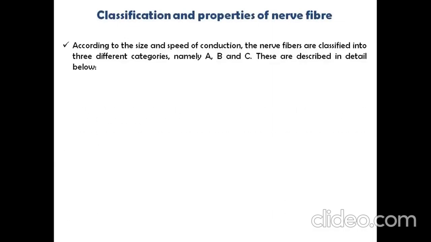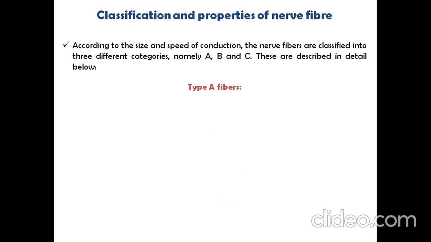Next one is the classification and properties of the nerve fibers. According to the size and the speed of conduction, the nerve fibers are classified into 3 different categories, which are A, B and C.